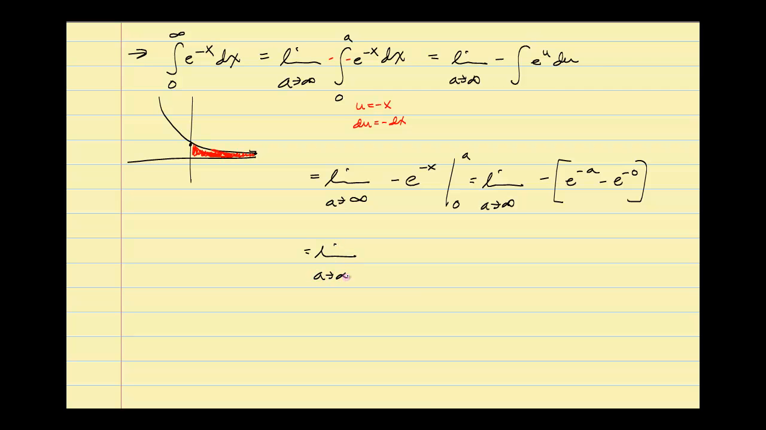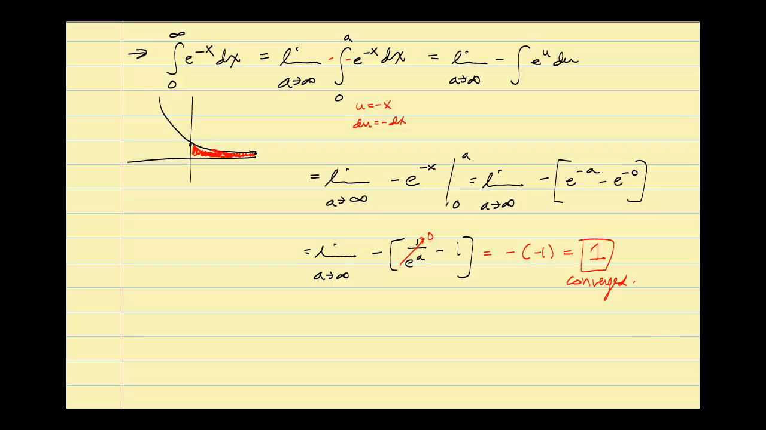Limit as a approaches infinity. I have a negative sign out front. E to the negative a is 1 over e to the a, minus e to the 0, which is 1. Now as a approaches infinity, e to the a approaches infinity, and 1 over a very large number approaching infinity is actually going towards 0. So what I'm left with here then is minus a negative 1, which is 1. So, a very complicated way of writing the number 1. So the area underneath the curve of e to the negative x from 0 to infinity approaches 1. So we say that this area converges, or this value converges toward 1.